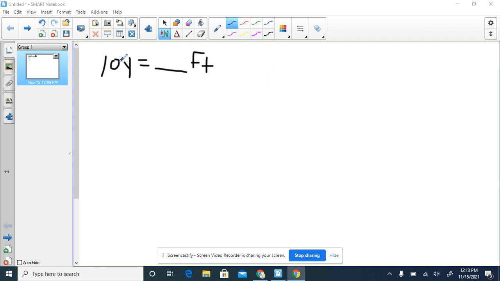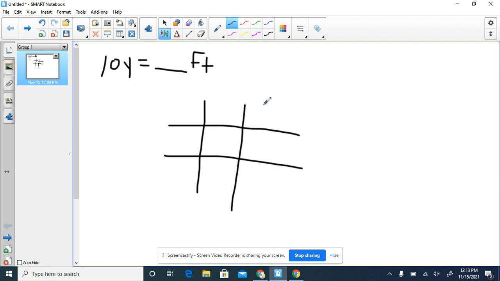We're going to review converting units. So, what we did last week, if you remember, is we made our tic-tac-toe board. In the middle of our tic-tac-toe board, the top middle is going to be where your rule is. This first space is going to be your first unit. So looking at our question here, 10 yards equals how many feet? Our first unit is going to be yards. Our second unit is going to be feet.